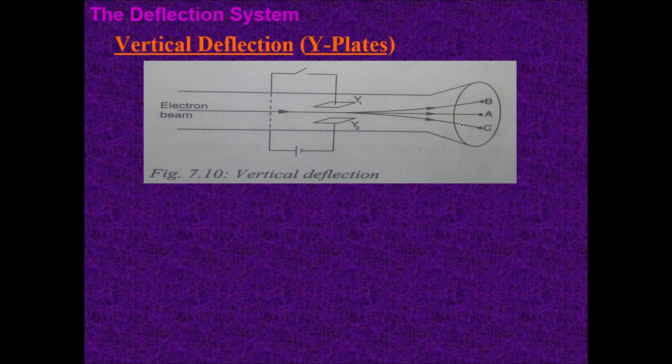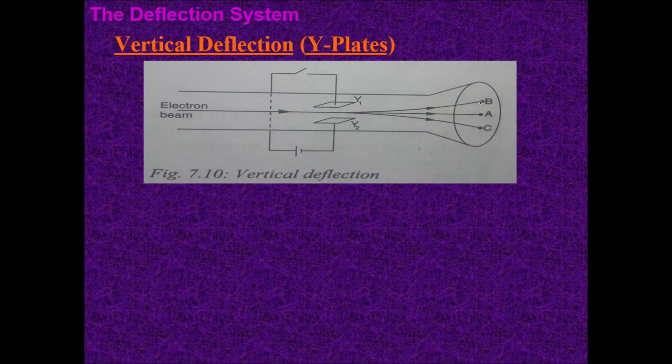Why does it strike the screen at point A? There is no attraction or repulsion caused between these plates. Notice if we close this particular circuit, Y1 shall become positive because it's connected to the positive terminal, and Y2 shall become negative. Until then there is no attraction because there is no charge between those two plates. The circuit is open. So when the switch is closed, the plates become charged and the beam is attracted towards the positive plate Y1. That is, it will be deflected towards point B.